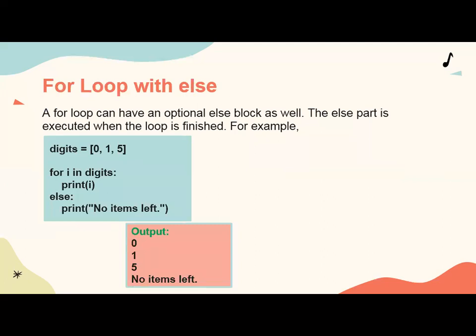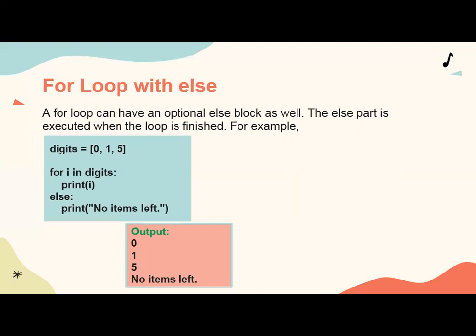Python for loop with the else statement. A for loop can have an optional else block as well. The else part is executed when the loop is finished. For example, digits is equal to [0, 1, 5]. We can create a list and assign the value to digits. For i in digits: print(i); else: print("no items left").